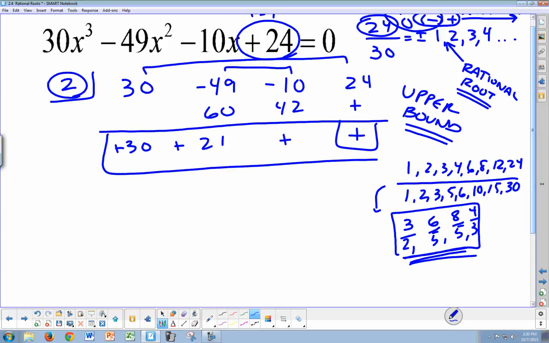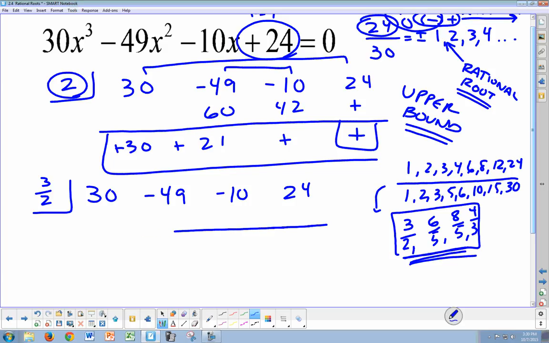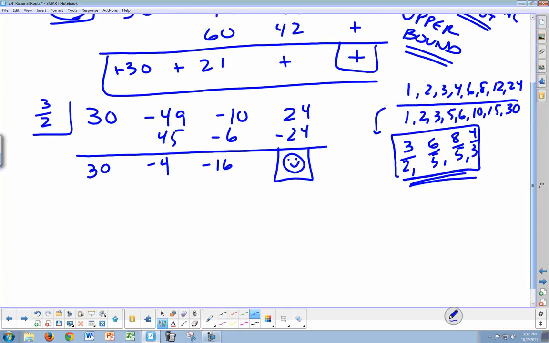So let's take the 3 halves maybe. 30, negative 49, negative 10, and 24. And I'm crossing my fingers. So here's 30. It's going to be 45. That's going to be negative 4. See a negative 6, negative 16, and then negative, oh by golly, 24, and I just nailed it. Wow, how did that happen? Totally lucky guess. So I'll show you what happens after this. So we got one to work.